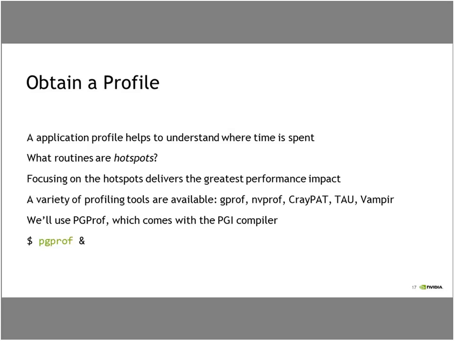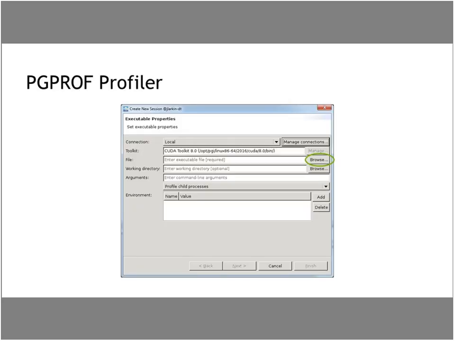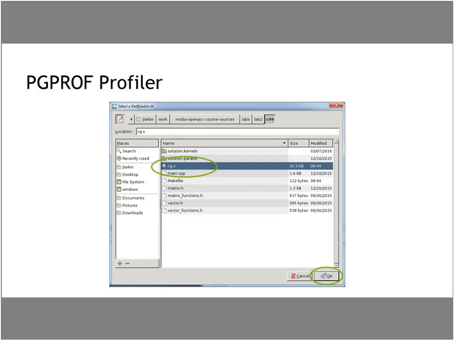Okay, so I'm going to go through a series of screenshots here fairly quickly, just to give you an idea of the process of using pgprof. pgprof, if you've used Visual Profiler, will look very familiar to you. You'll do File, New Session. This is, of course, after you've built your executable. You'll tell the profiler where your executable is, which I've been showing here. In the case of this sample, which is also part of our labs, it is this cg.x. So you'll see that again as you do our labs.